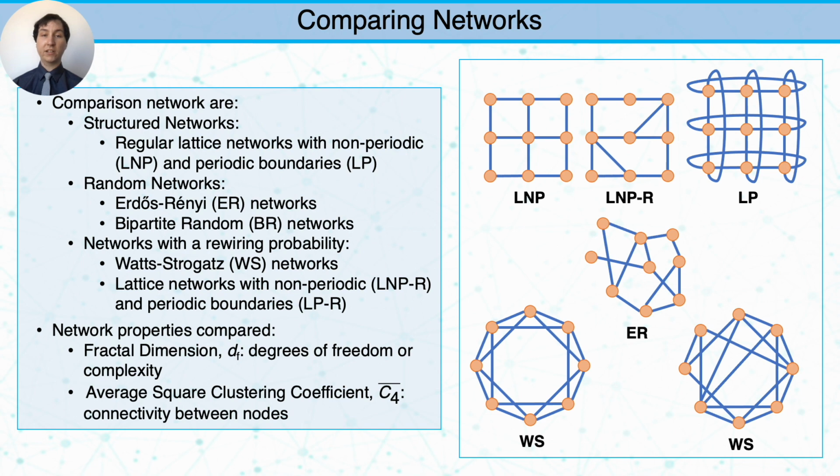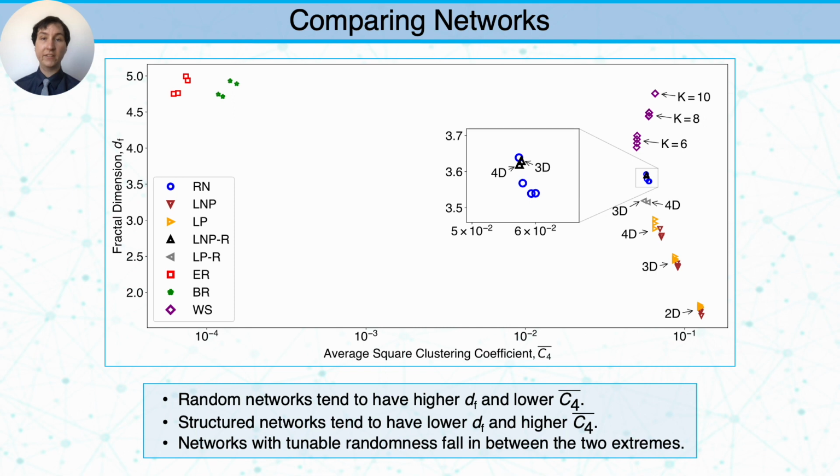The generative models are compared to the reaction networks through several properties, but mainly through the fractal dimension, which measures the degrees of freedom in the network, and the average square clustering coefficient, which measures the local connectivity between nodes. To carry out the comparison between the reaction networks and generative models, we compare four similarly sized reaction networks with comparably sized generative model networks, which have roughly the same number of nodes and edges as the reaction networks.